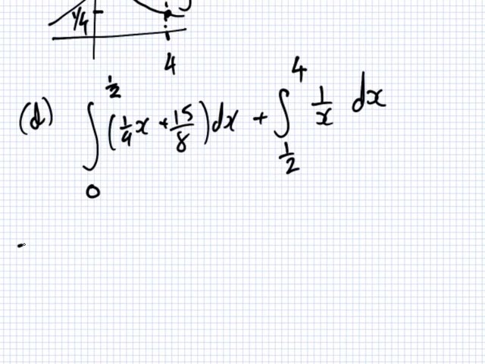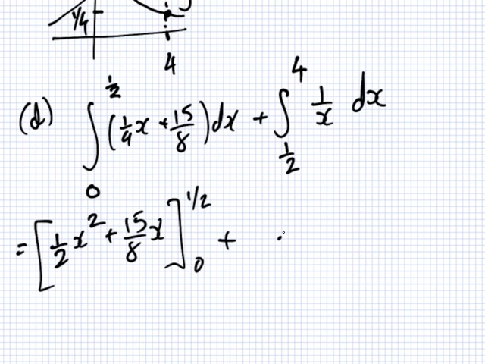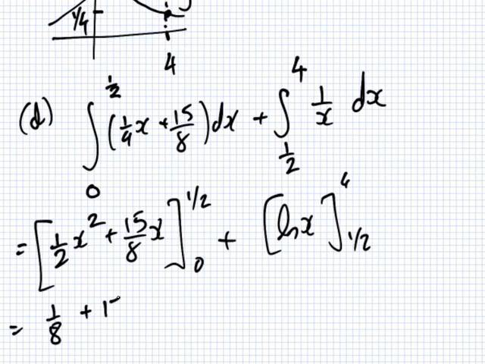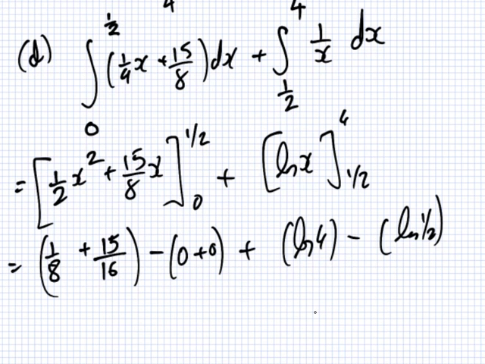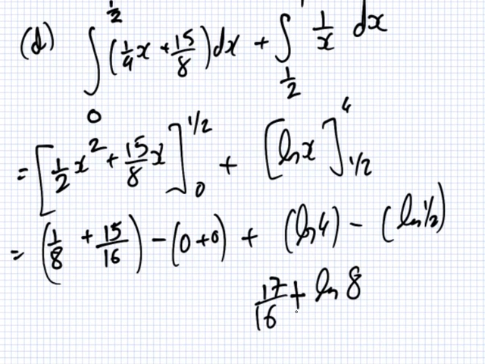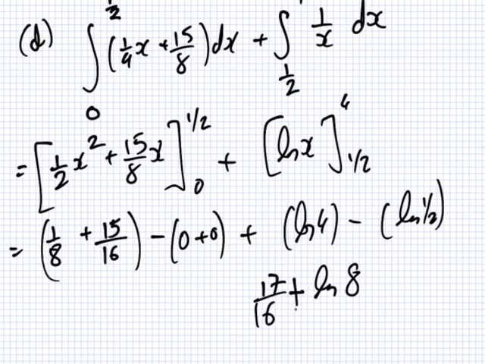So, this equals 1/8 x squared plus 15 over 8 x, from 0 to a half, plus log x, from a half to 4. That's 1/32 plus 15 over 16 minus 0 plus 0, plus log 4 minus log 1/2. That would be log 8. That's 17 over 32 plus log 8. Write your answer in the form a plus log b, where a is a fraction and b is an integer. Done!